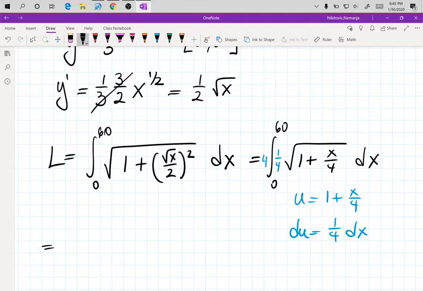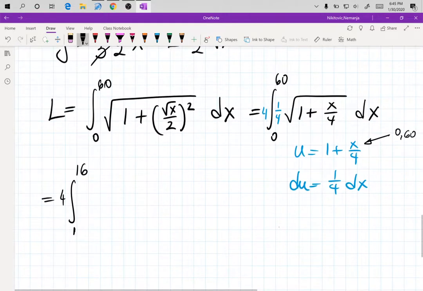Now, we are also switching the limits. When you plug in 0, your lower limit becomes 1. When you plug in 60, your upper limit becomes 16. You plug your 0 and 60 for x in your U-sub to change the x variable input into a U variable input, so you don't have to switch back later. So just change the domain completely, including the limits. This becomes the square root of U du.